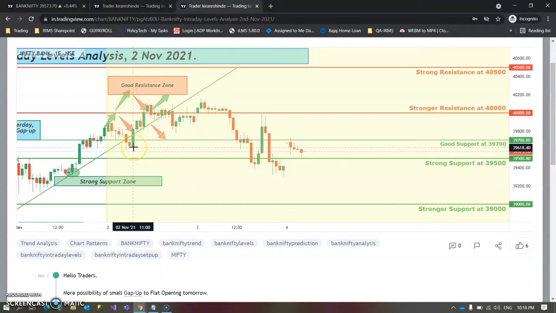If you see the next day's analysis, you would be able to identify that there was a support at this particular level, or you can see we had already marked good support at the 39,700 level. So basically, do not consider this as a single line or a level. Whenever we say support at this particular level, it is a zone. Okay, because we don't have a fixed price at a particular level.